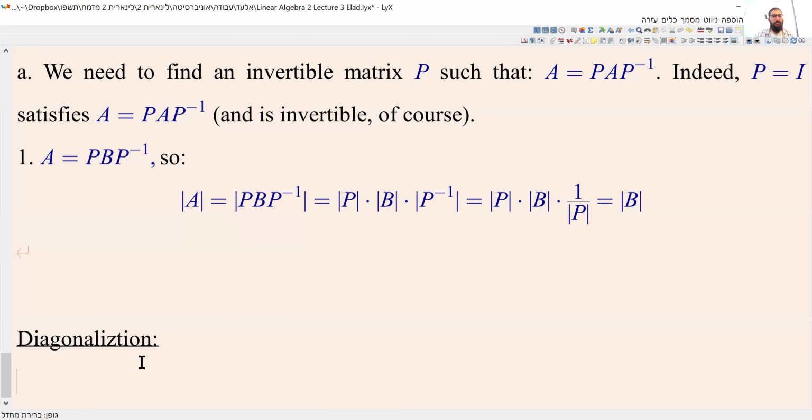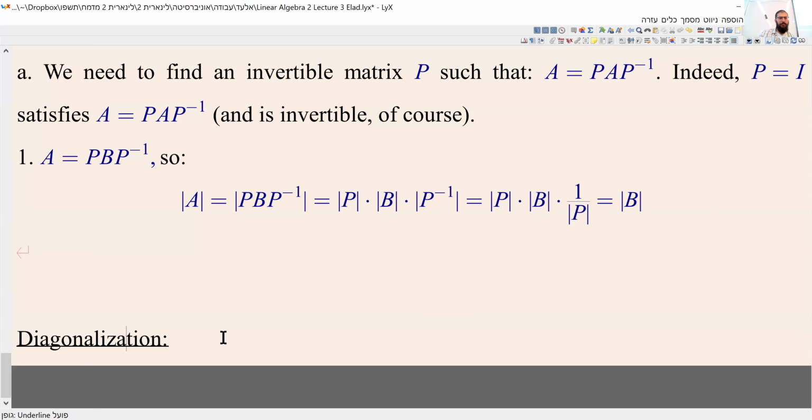Very nice. Very frightening, I have to say. Some horror film. The tablet is creeping me out. Diagonalization. Missing an A here.